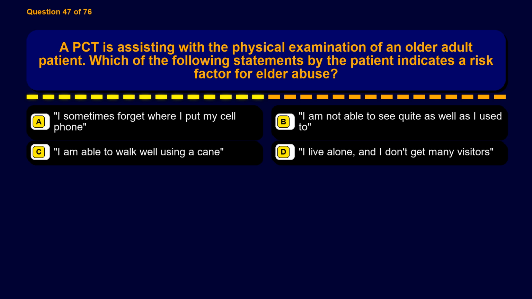Option A, I sometimes forget where I put my cell phone. Option B, I am not able to see quite as well as I used to. Option C, I am able to walk while using a cane. Option D, I live alone, and I don't get many visitors.